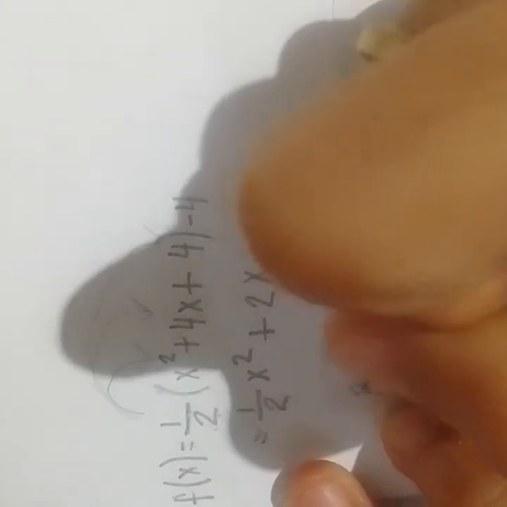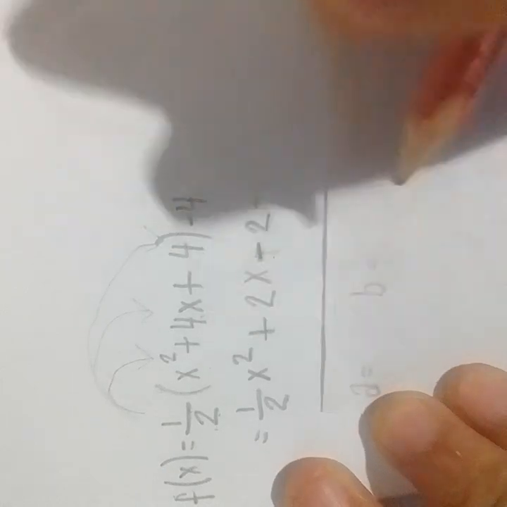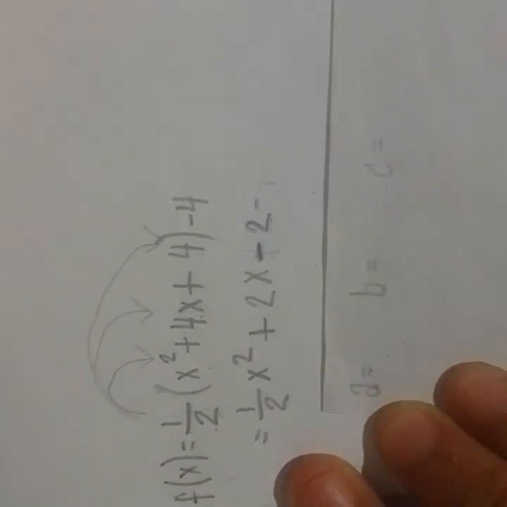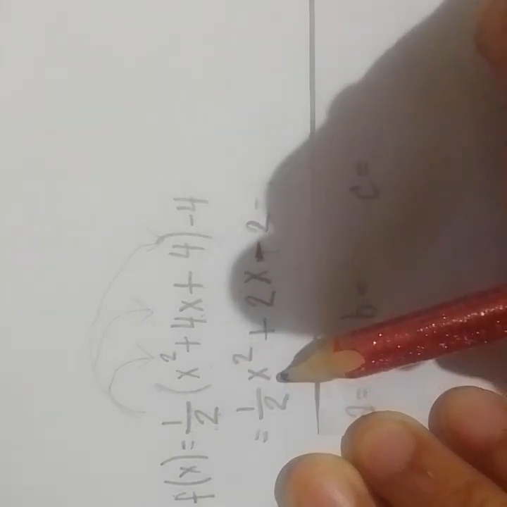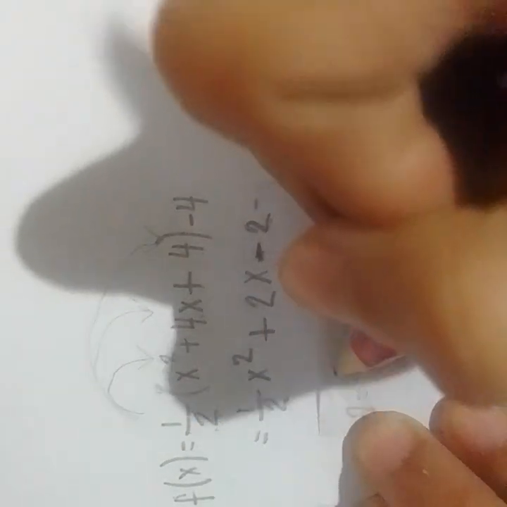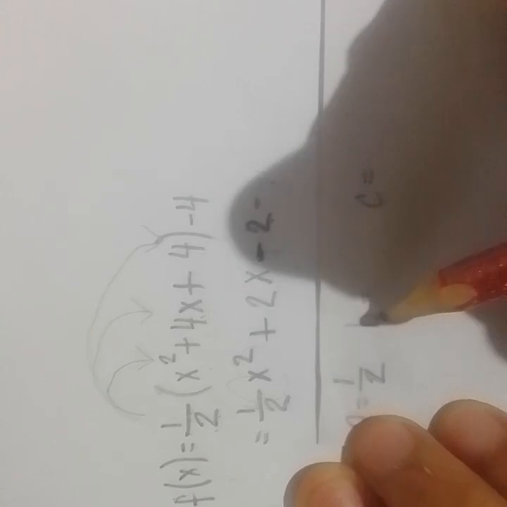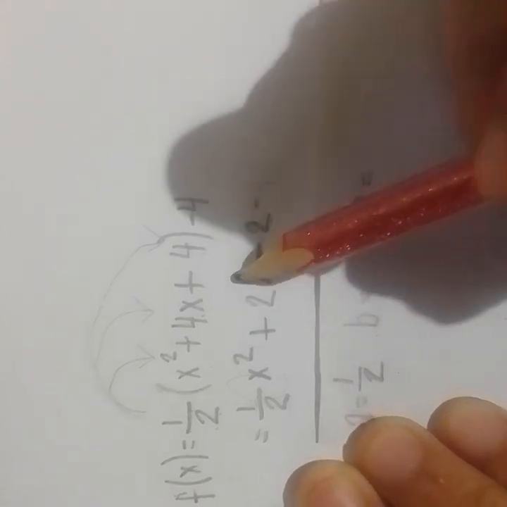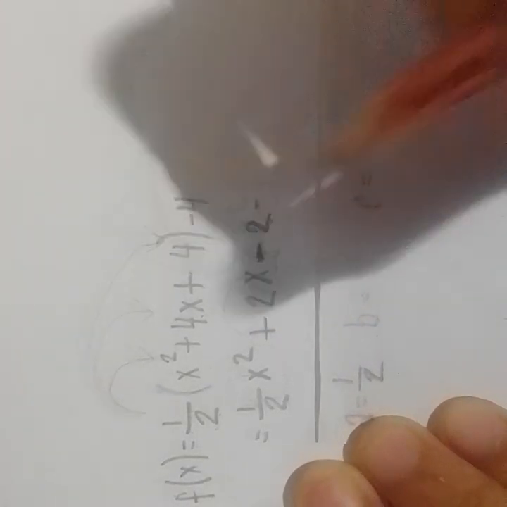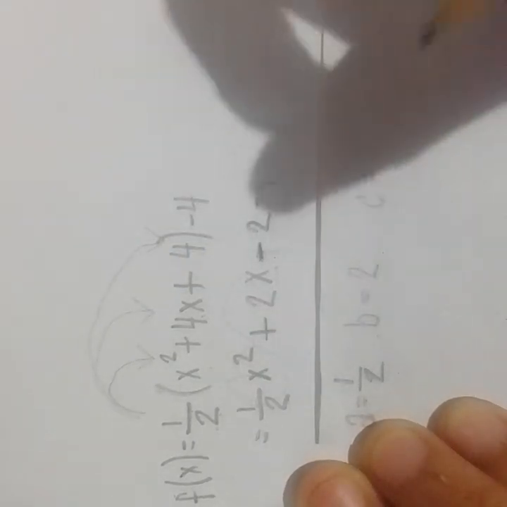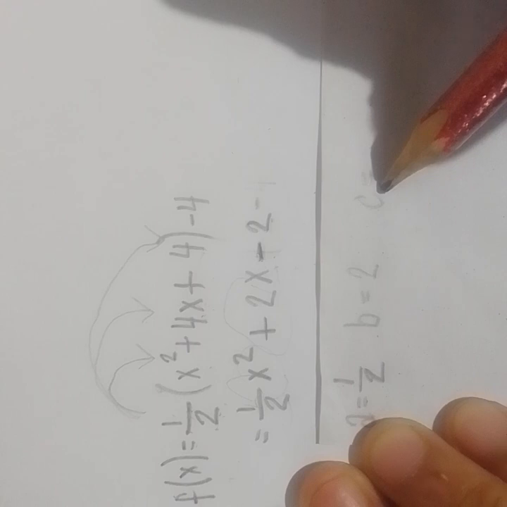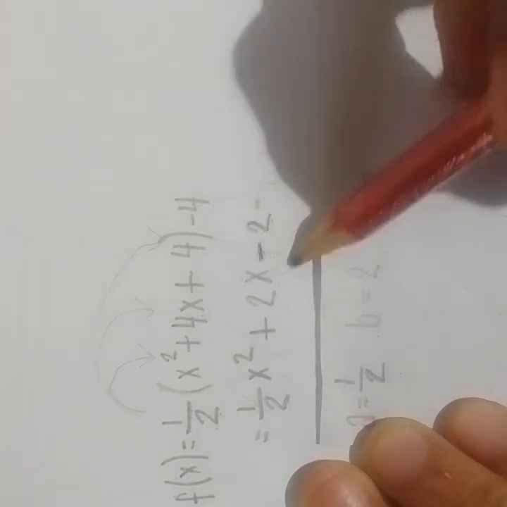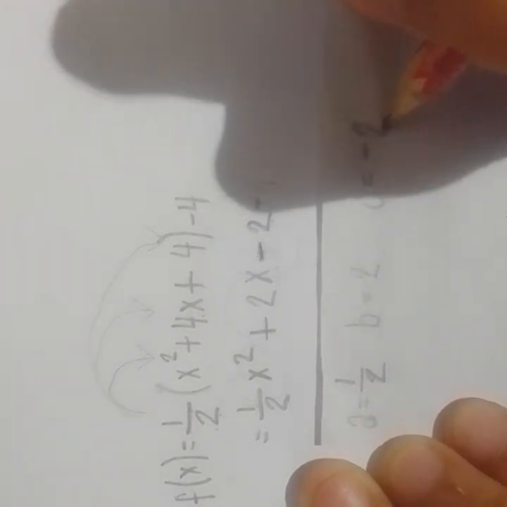Naka-standard form na. We will now identify the value of A, B, and C para maka-compute ta sa iyang x coordinate. The value of A here is the coefficient of x squared. The coefficient is positive 1/2. So, write 1/2. Next, the value of B is the coefficient of x. The coefficient of x is positive 2. B is equal to 2. And lastly, the value of C is the last term, a term without any variables, which is no other than negative 2. C is equal to negative 2.